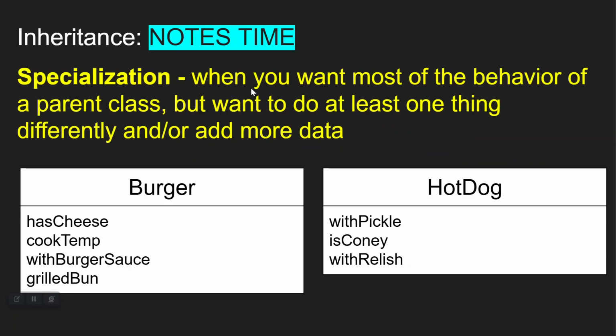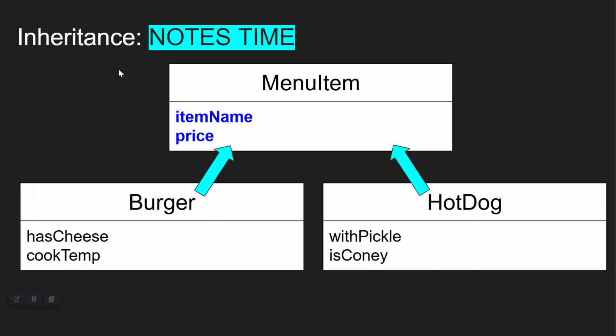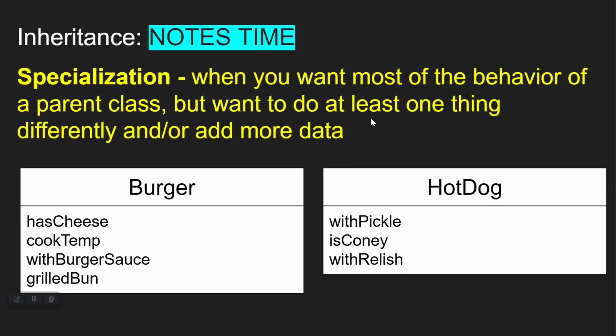And then I mentioned specialization. So when you want most of the behavior of a parent class, but you want to do at least one thing differently, and/or have more data, that's when you're using what's called specialization. So if we made that menu item class, that parent class, then in my burger class and my hot dog class I can just focus on what they have that is unique, the specialization portion. So I could have with burger sauce and grilled bun as some of my instance variables.